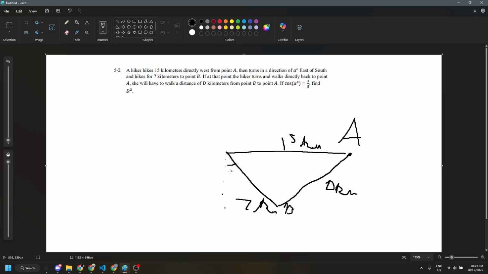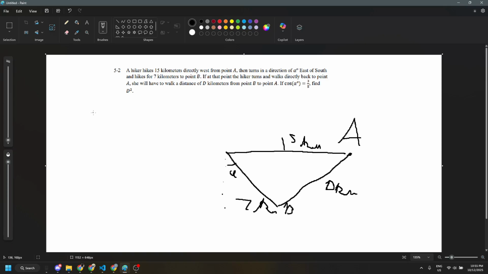Cosine of alpha is 3/5. Okay, find d squared. So I don't necessarily know. She's at point A, she's here. She turns in a direction of 8 degrees east of south. So she's here, south is this way. She turns 8 degrees. Okay, I don't know.